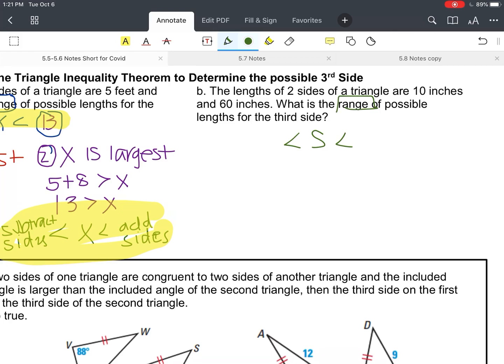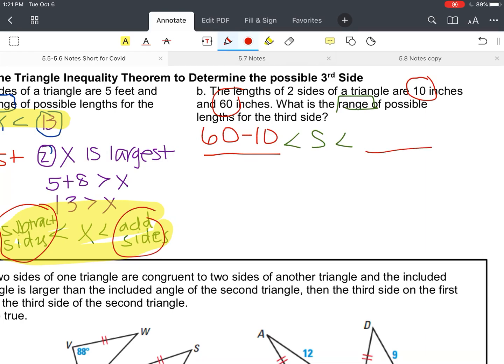So for letter B, again, we're going to set it up as a range. We're talking about the range of possible sides. I'll use S this time. The two sides they gave me are 10 and 60. To find the bottom part of my range, we said here we have to subtract. So I'm going to do 60 minus 10, subtract so that it's positive. To find the top edge of your range, you have to add them. So I'm going to do 60 plus 10.